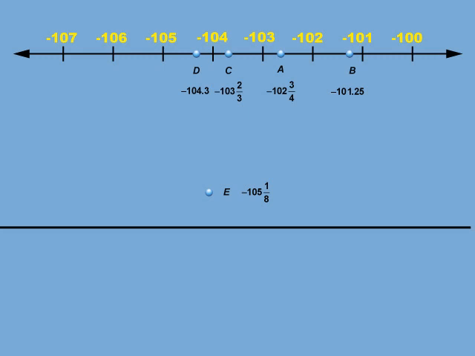Finally, with point E, we first find -105. We place negative 105 and 1/8 here. By graphing the points on the number line, they are automatically arranged in sequential order. From left to right, the numbers are in increasing order.